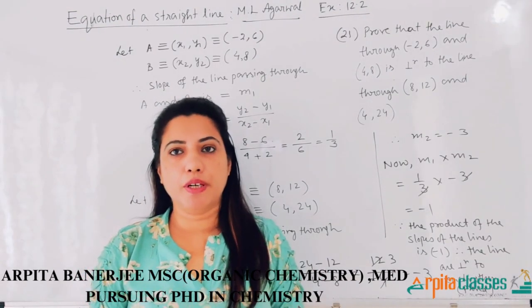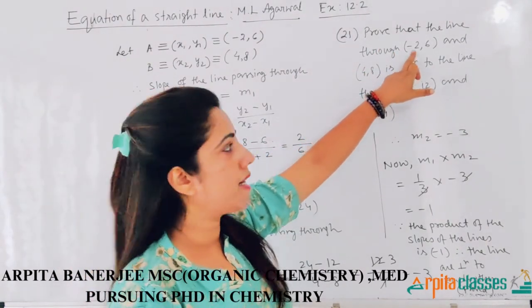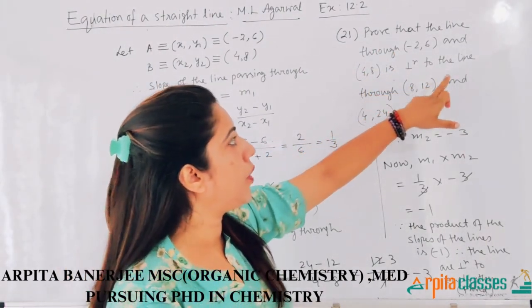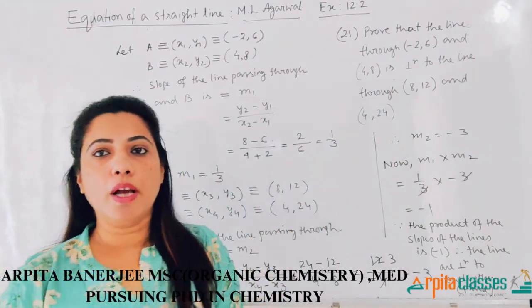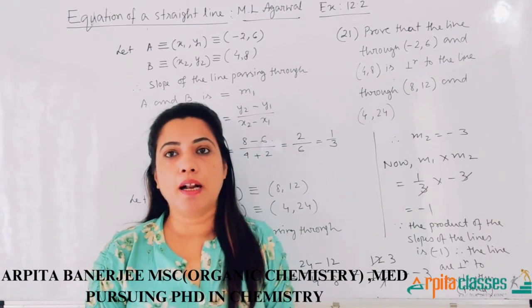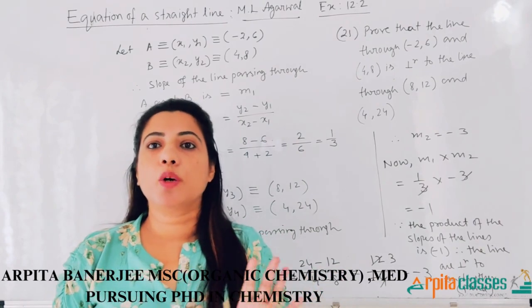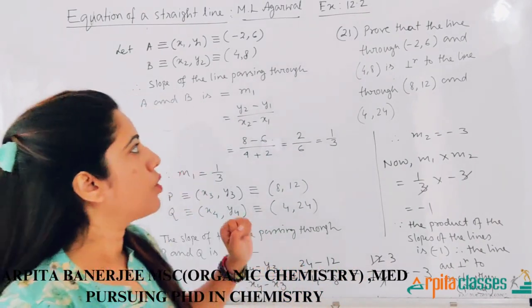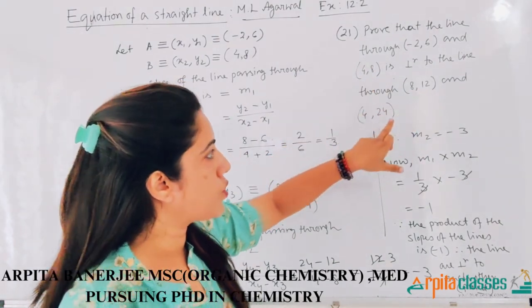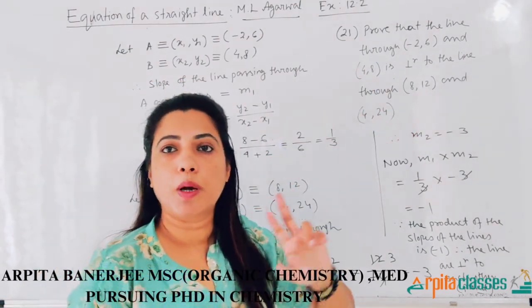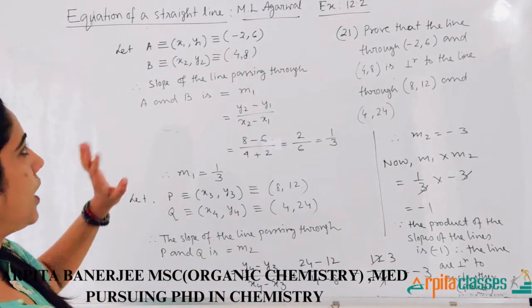Let us proceed with the next question, question number 21. Prove that the line through minus 2, 6 and 4, 8 is perpendicular to the line through 8, 12 and 4, 24. So now here we have to use the criteria for perpendicular lines, which is m1 into m2 is equal to minus 1. That is, the product of the slopes is equal to minus 1. So first we have to find out the slope from these two points, and then the slope from the other two points, and then show that the product of the slopes is coming minus 1. I already did the sum here. Let us check it out.